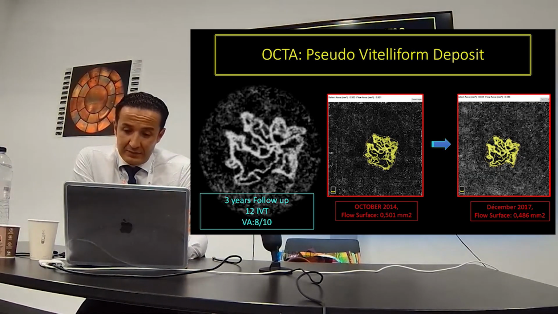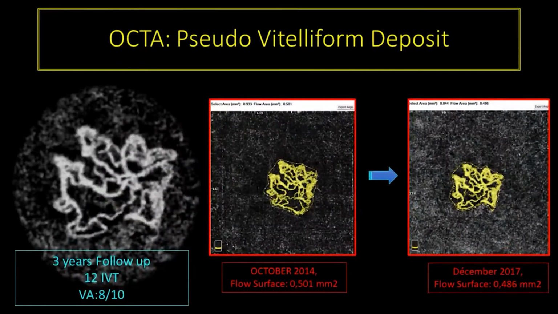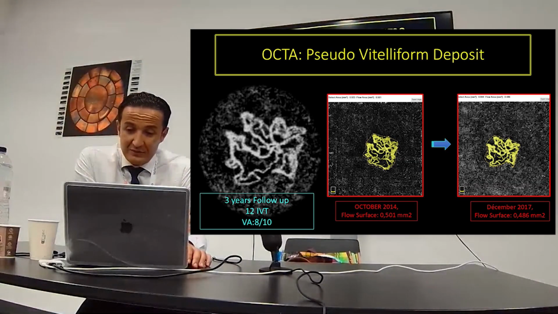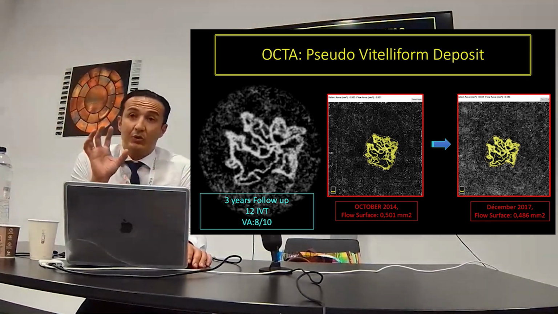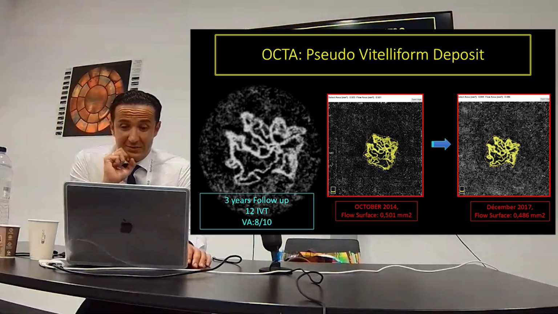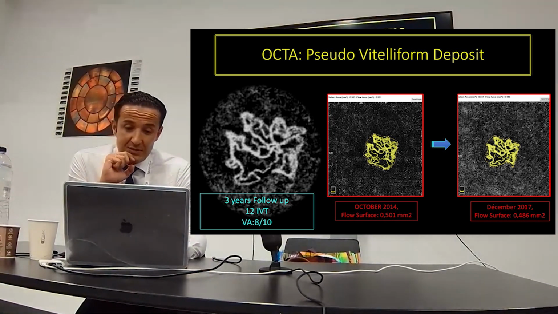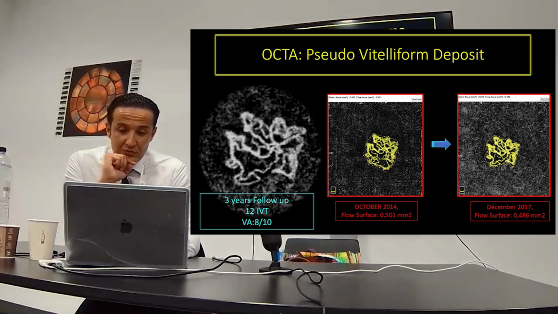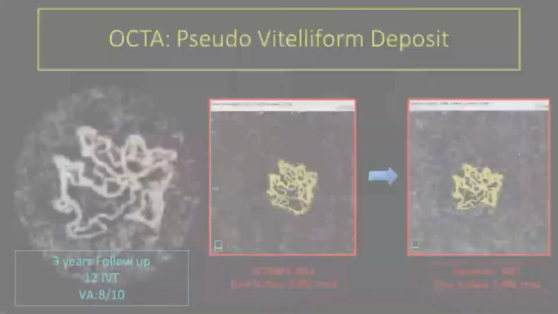And look here, after the first sign of exudation, we begin the treatment, and this is the follow-up of 3 years after anti-VEGF therapy. And you can obtain this movie due to the quality of the signal. And the flow surface demonstrates that we contain the surface of the lesion. Look here, the flow surface is 0.5, and after treatment is 0.48.